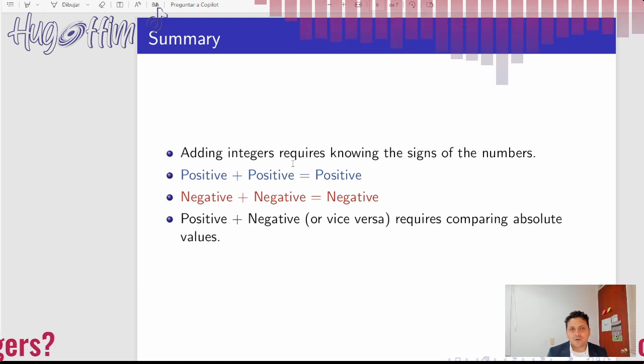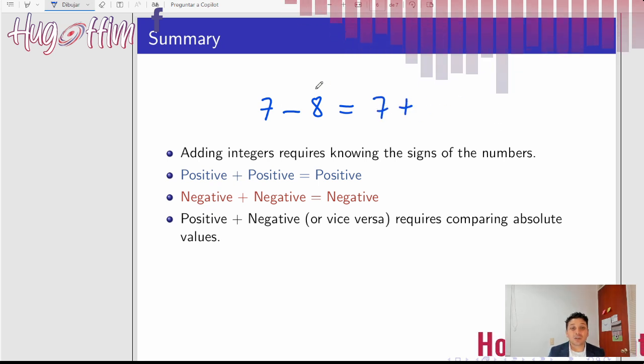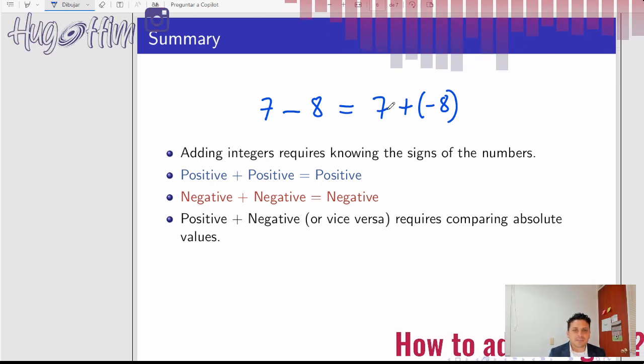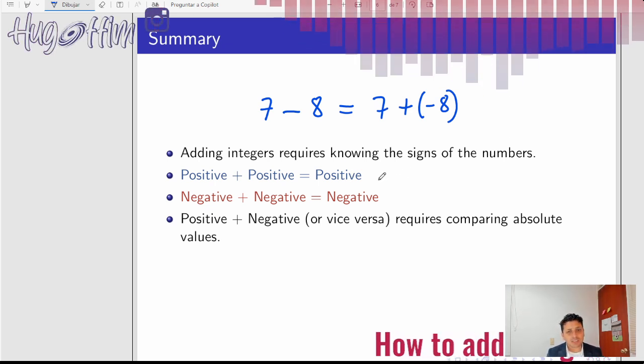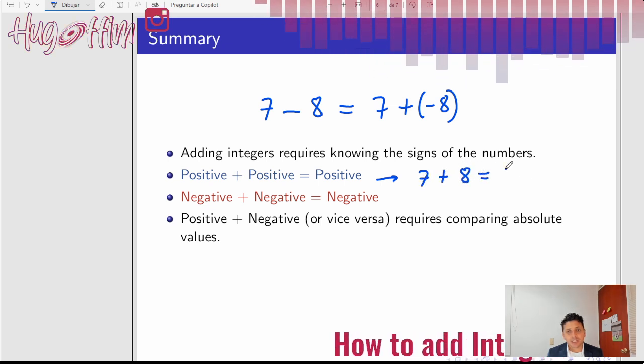Finally, to sum up, adding integers requires knowing the sign of the number. You can always see a subtraction as an addition. For example, 7 minus 8 can be seen as the sum of a positive and a negative number. In both cases, we're doing the same. And every time you add two positive integers, the answer must be positive. 7 plus 8, both numbers are positive, so the answer must be positive.